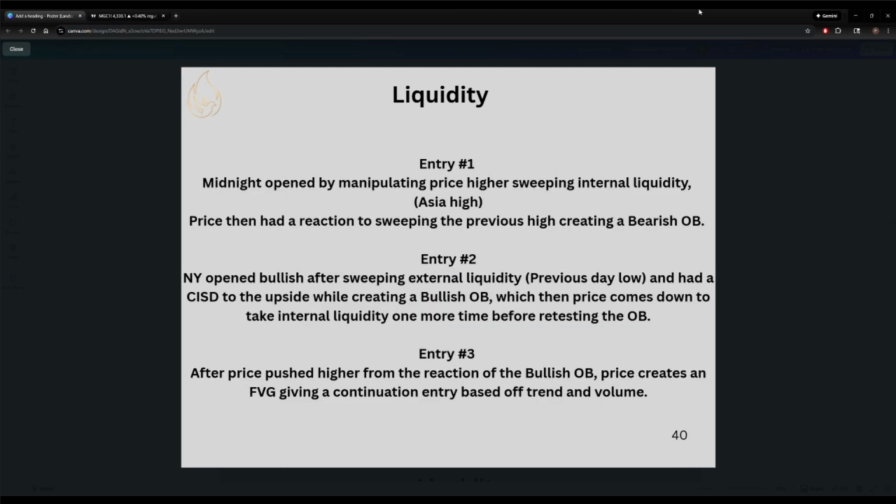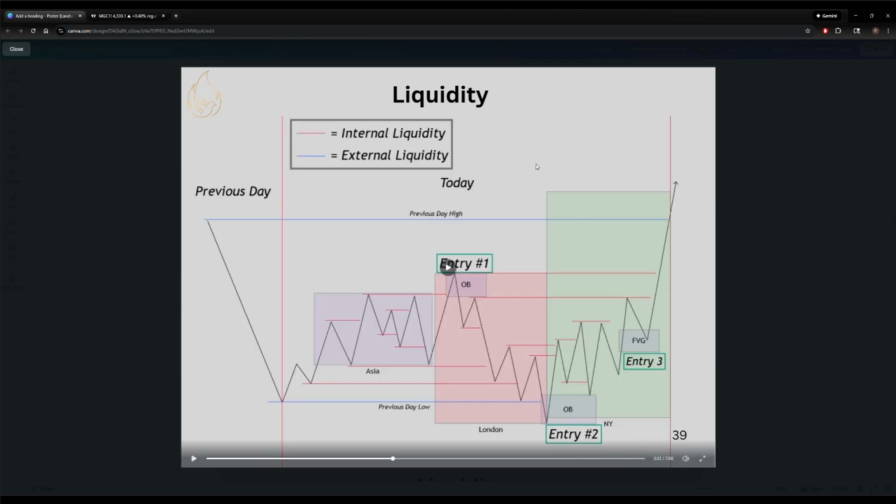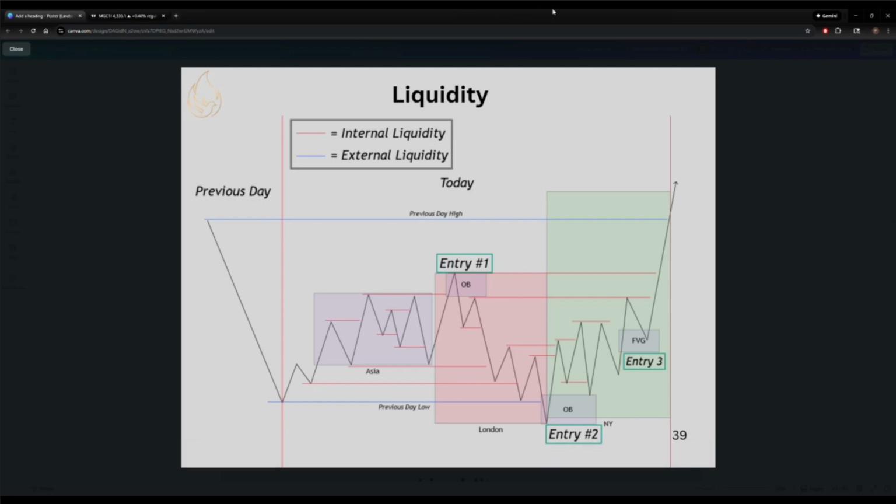All right, this is just going over the entry points. So entry number one: midnight open by manipulating price higher, sweeping internal liquidity. So midnight open, London, and then what do we do? Swept the Asia high, swept the equal highs, the internal liquidity. We are looking at entry number one here.